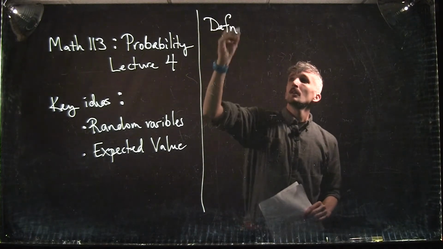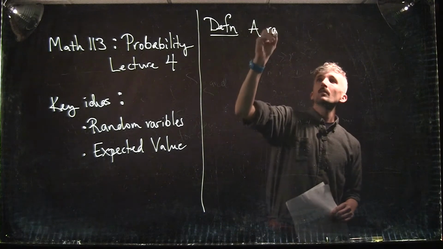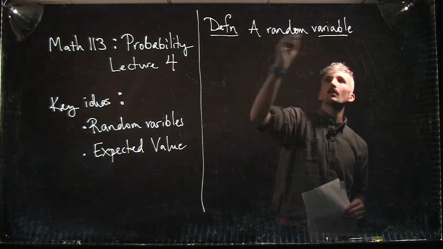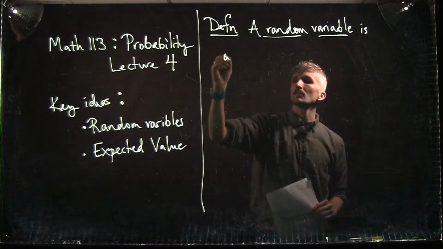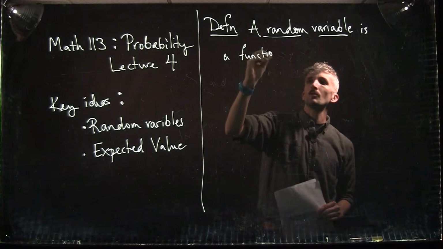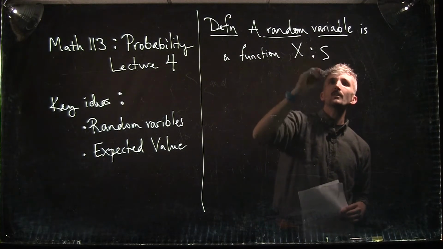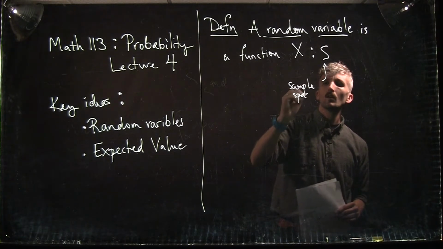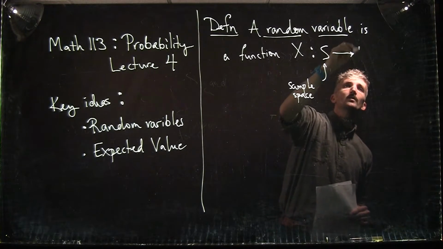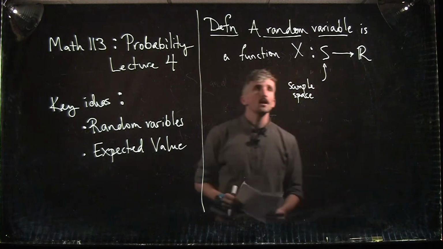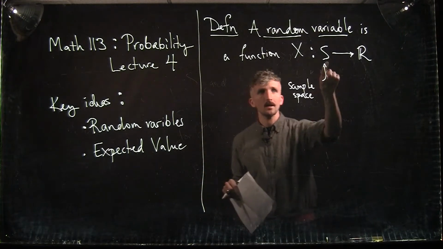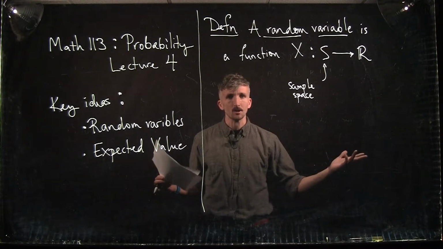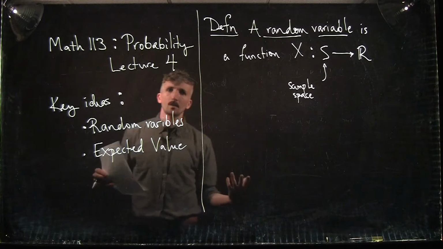Definition here. A random variable is a function. It's a function whose domain is S, a sample space, and whose codomain is the real numbers. Okay, so capital X here, the random variable, assigns to each element of the sample space some number. That's all. Very general definition, and thus seems a little abstract, perhaps.